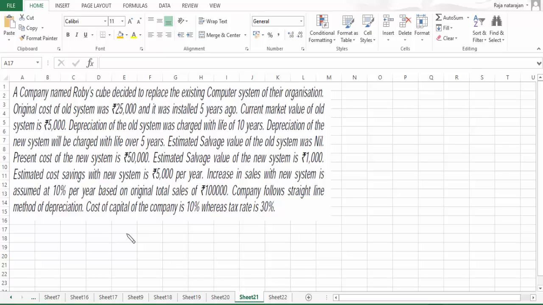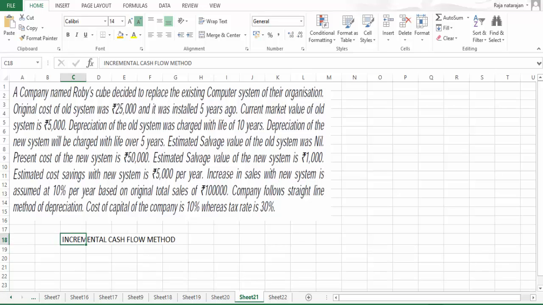So what we are going to follow here is incremental cash flow. We have to follow the incremental cash flow method to take a decision, that is whether this company should go for the replacement or they should continue with their existing computer system. Okay, so now what we'll do, we'll find out what is the incremental outflow.